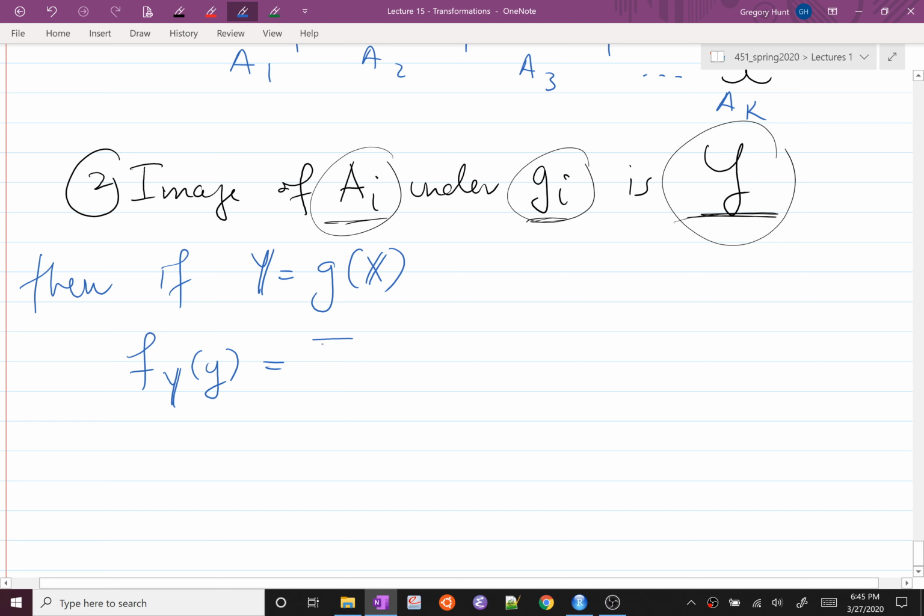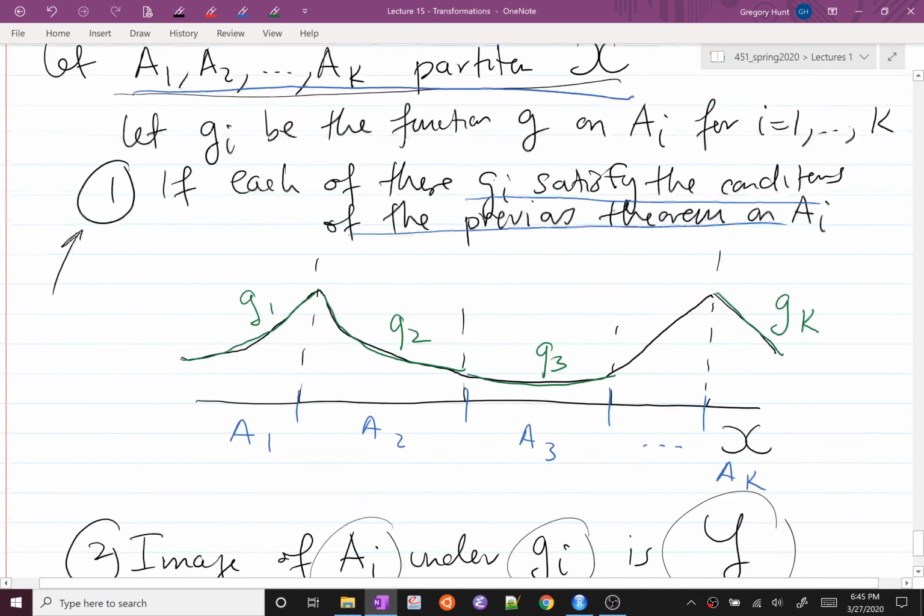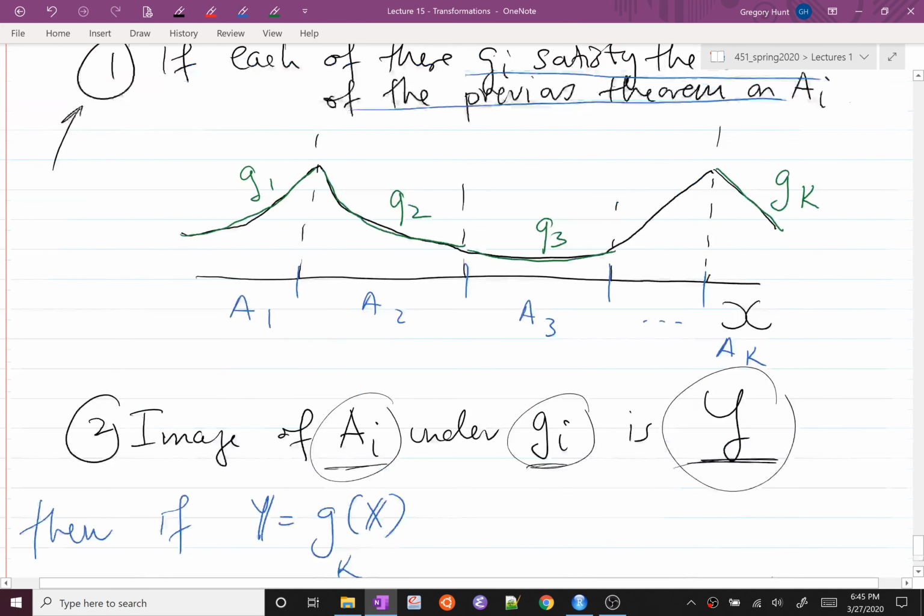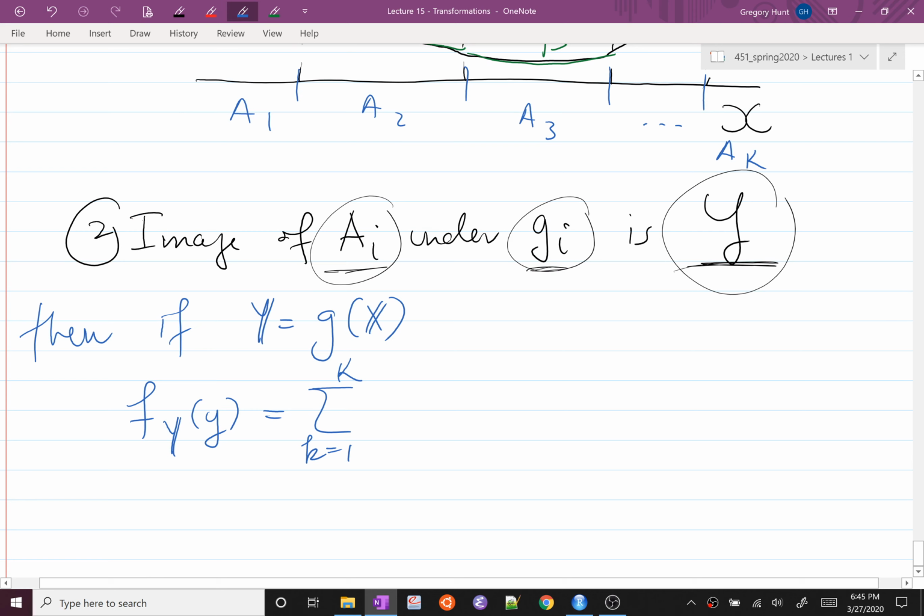But now what I'm just going to do is sum over all the chunks. k goes from 1 to K, right? These are my chunks, A1 to AK. I'm just going to sum basically what we had in the previous theorem. I'm going to plug gi inverse of y into fx, and then I'm going to multiply by the derivative of gi inverse dy, with some absolute values.